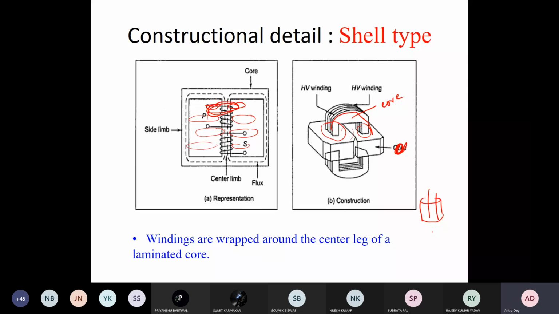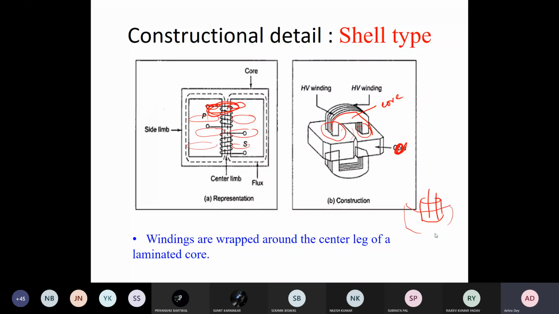In that way you can do it, or you can sandwich also. It depends on the construction point of view, which will have the maximum efficiency, lesser losses, leakage reactance, and a lot of other things you should take care of when you design your transformer. Based on that we keep our winding. Usually it looks like this.